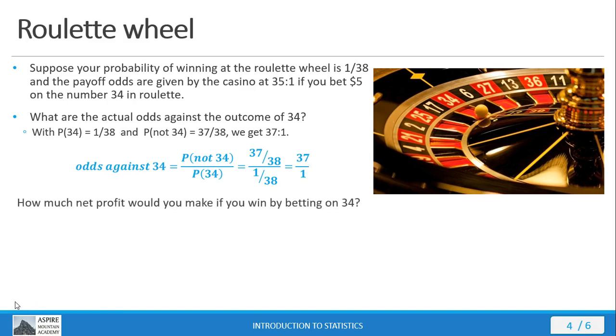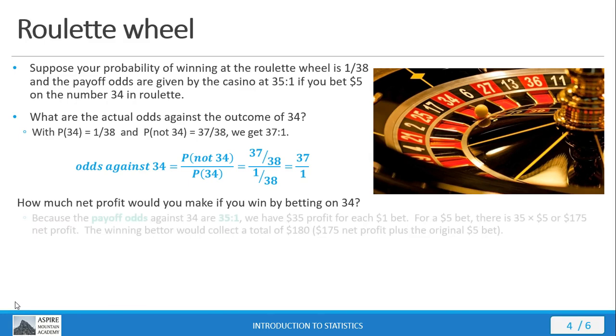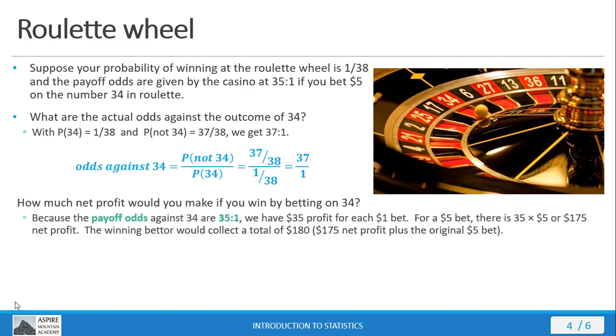How much net profit would you make if you win by betting on 34? Well, the payoff odds against 34 are 35 to 1. We get that from the problem statement.